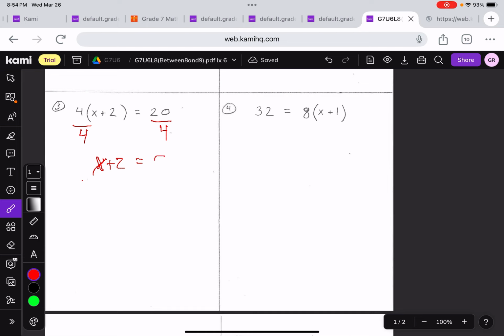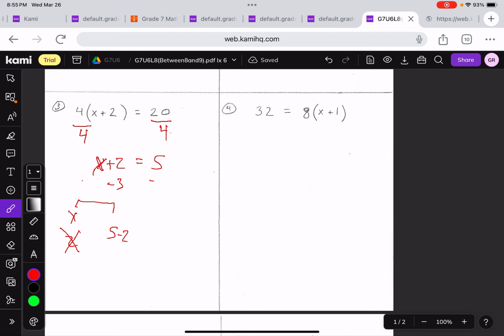20 split 4 ways is 5. Well, what plus 2? We know it's 3, but actually the next step, if I had an x and a 2 on one side of the hanger and a 5 on this, I'd have to take off 2 from this side and take off 2 from this side.